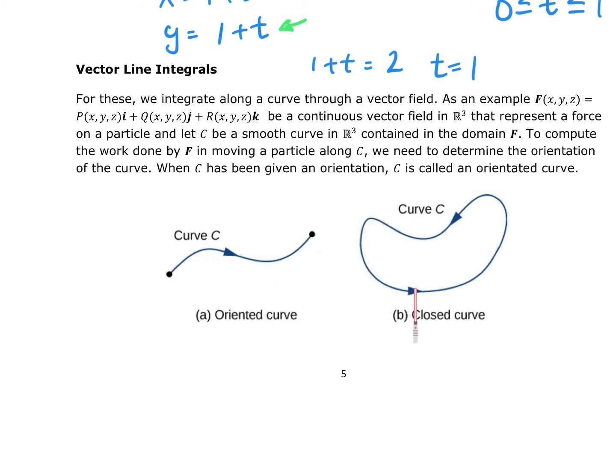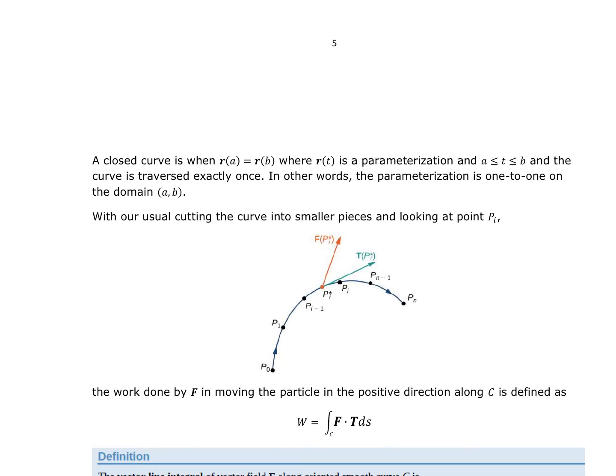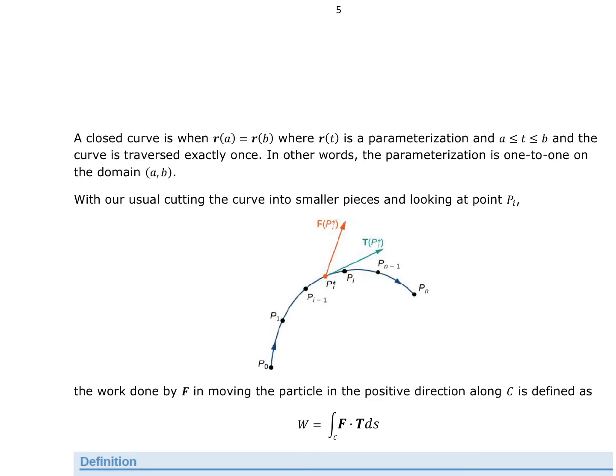If my r of a equals r of b, so I go all the way around and do a loop and I only do it once, then it's a closed curve. And when I'm talking about a and b, it is in reference to my t, because I'm still going to have to do some parameterizations. That doesn't change. So my vector r of t is a parameterization from a to b. If I traverse this loop exactly once, then we say that parameterization is one-to-one on that domain a to b.